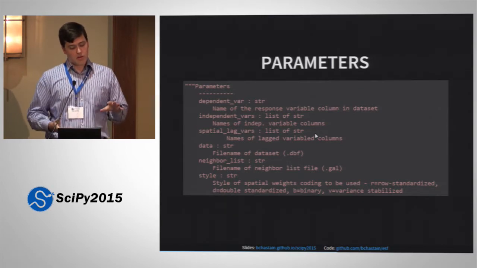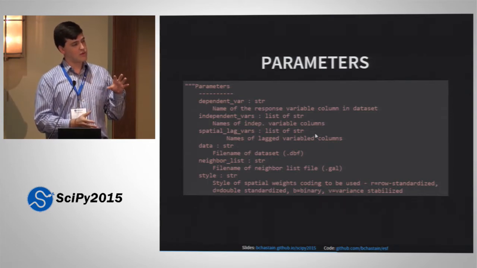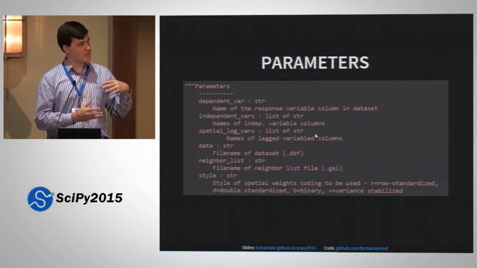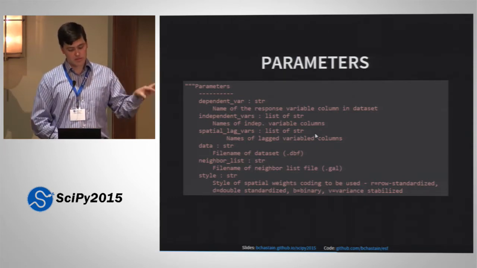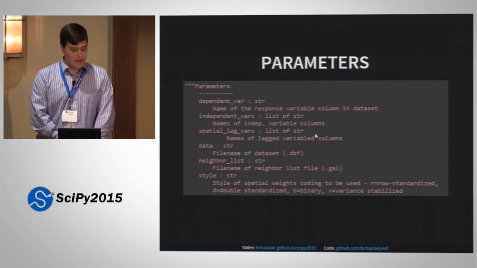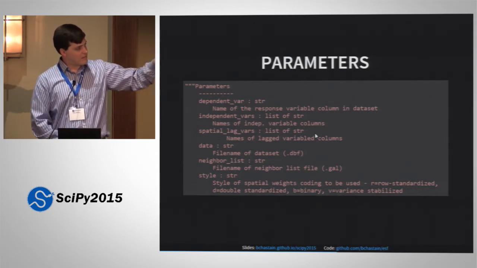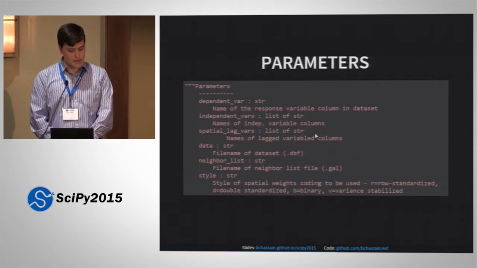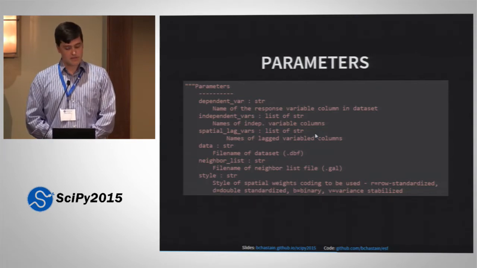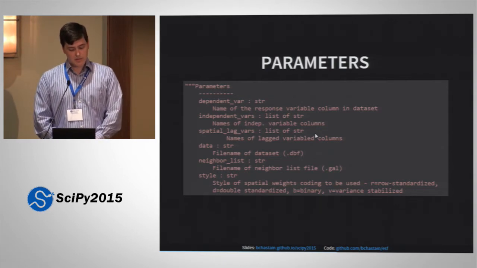Then this semi-parametric approach either works with a spatial error model, or you can also work with lag variables. So you can include lag variables or not. You have the option of using just your independent variables, or having them be lagged, or some combination between the two. So your independent variables can either be in the independent set or they can be in the spatial lag set. Then the data set is just the DBF file from a shapefile. You could also convert that using some other libraries.